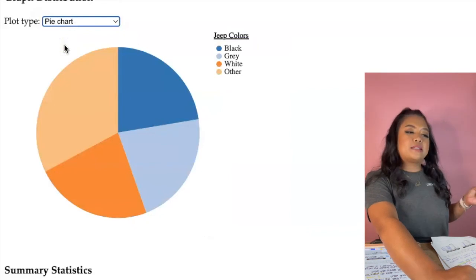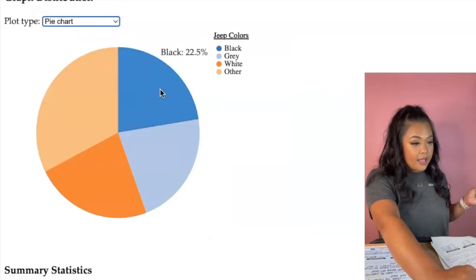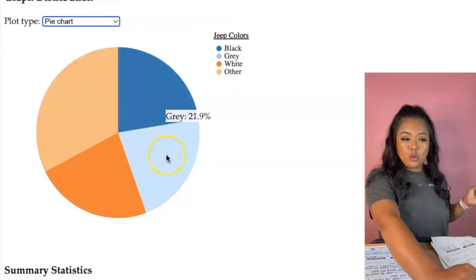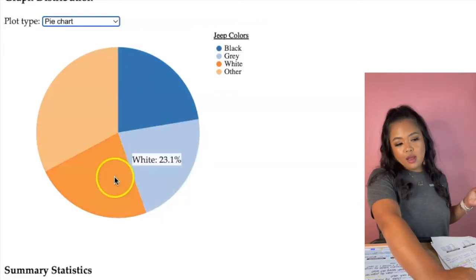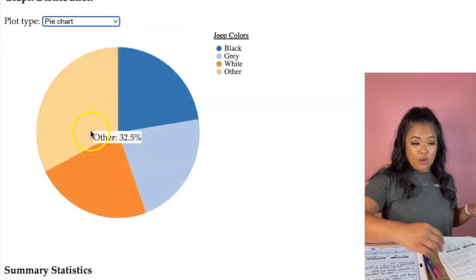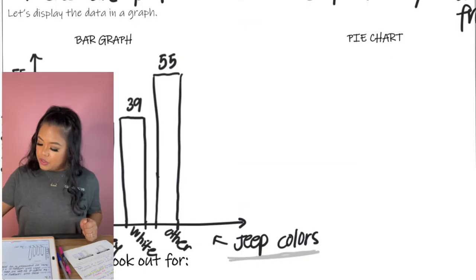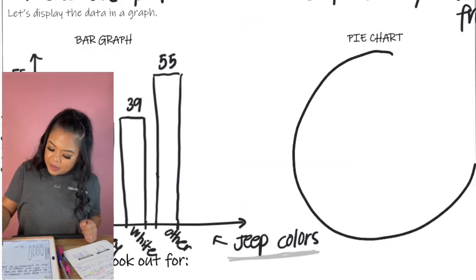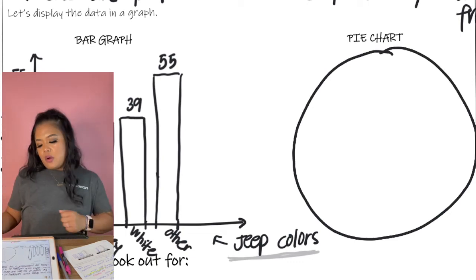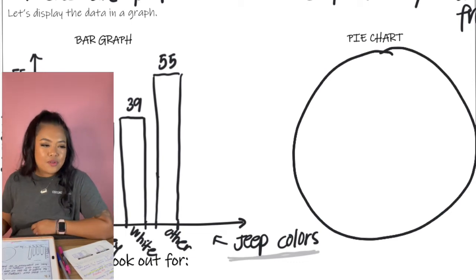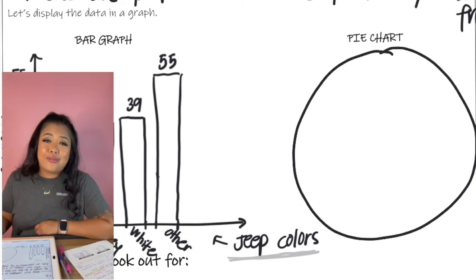The darker blue part is the black Jeeps, 22.5%. The gray, the lighter blue, is 21.9, and then you have white and other. This is the pie chart that we are going to copy on our notes right now. So you want to draw a circle as best as possible on your paper. For the pie chart, we understand that you're not a computer, so if you don't draw the most perfect circle that's out there, you're not going to get in trouble. Just try to draw it as close as possible.